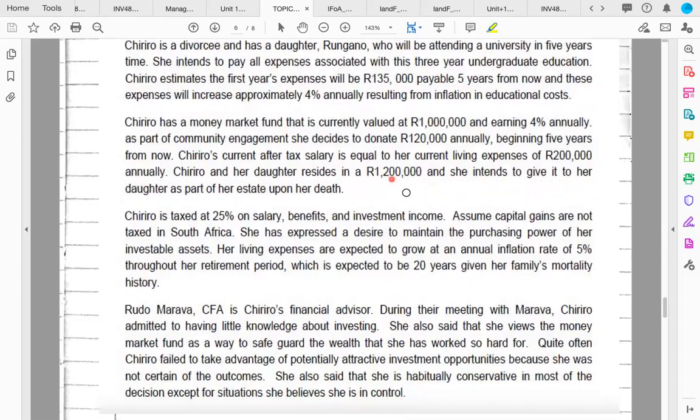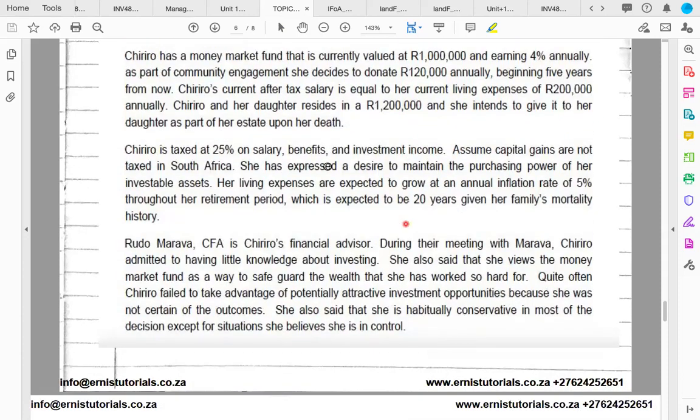Her and her daughter reside in a 1.2 million house, and she's going to give this to her daughter on her death. She's taxed at 25% on salary, benefits, and investment income. Assume capital gains are not taxed in South Africa. She wishes to maintain the purchasing power of her investable assets. Her living expenses are going to grow annually at a rate of 5%. And she's expected to live for 20 more years, given her family's retirement.